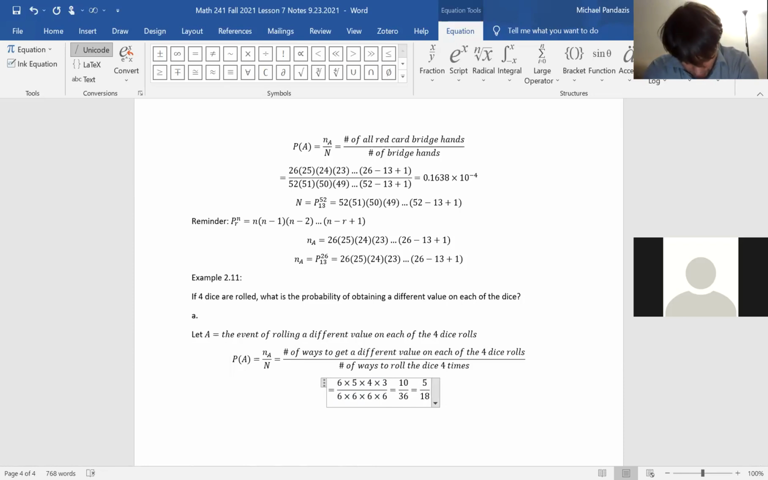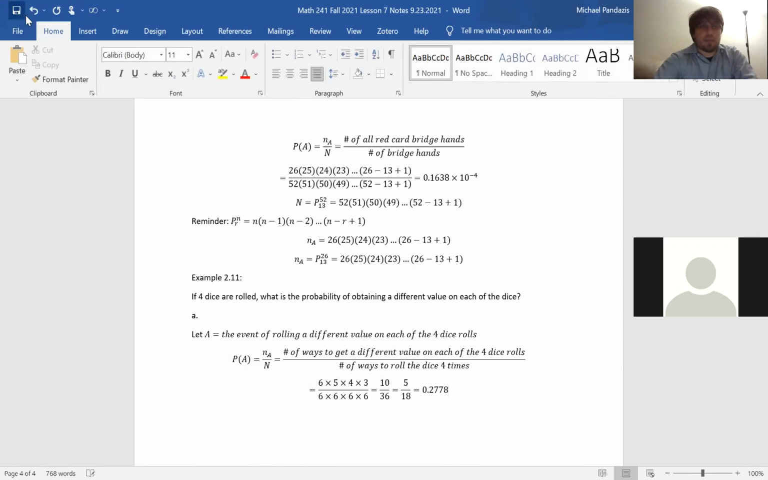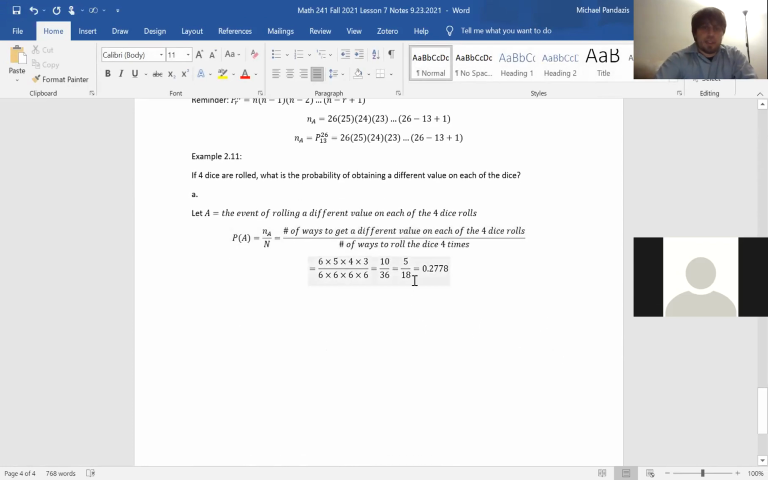Okay, and then as a decimal, it's 0.2778, rounded to the nearest 10,000. Okay, so that's 5/18. It's half of 5/9. Okay, so that's the problem.